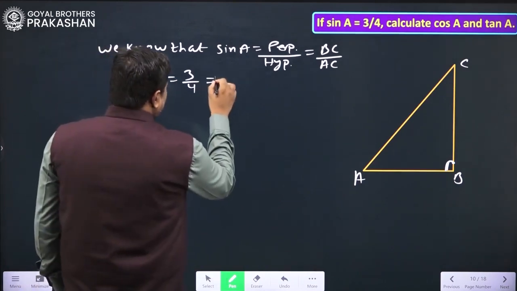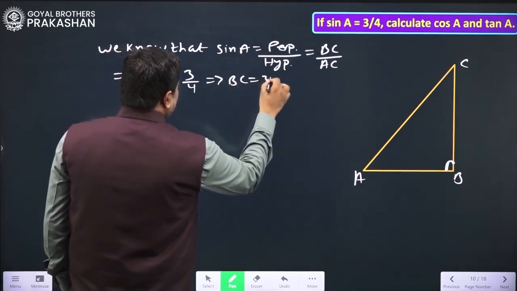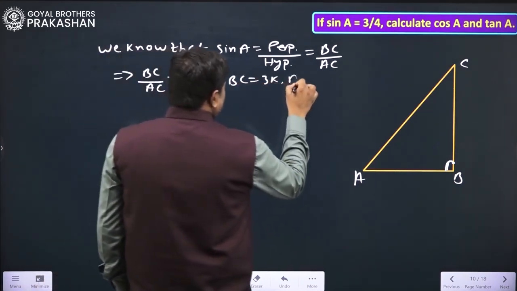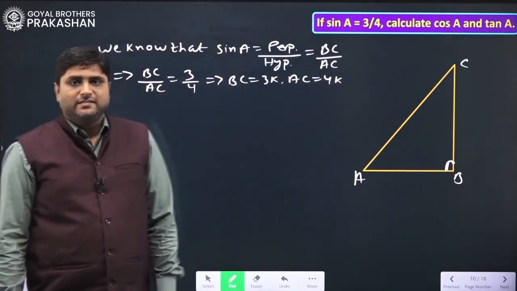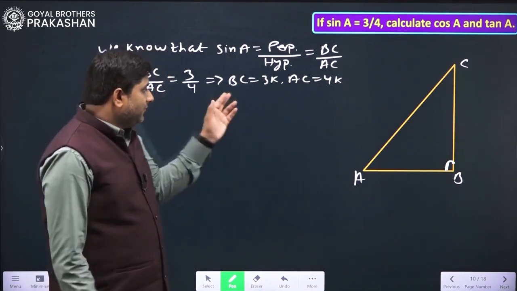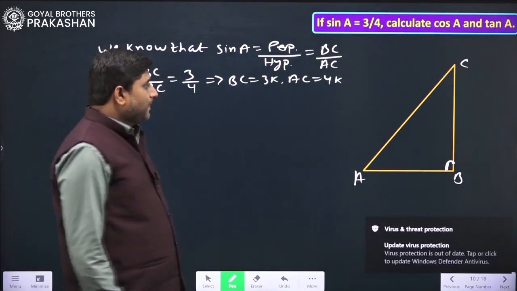So this implies BC can be taken as 3K and AC is equal to 4K. If we take BC as 3K and AC as 4K, then BC upon AC will be 3 by 4 only.